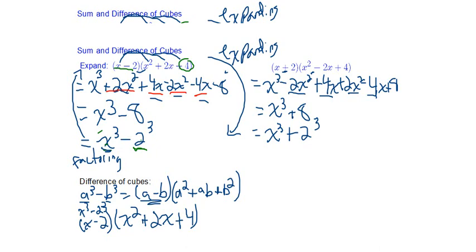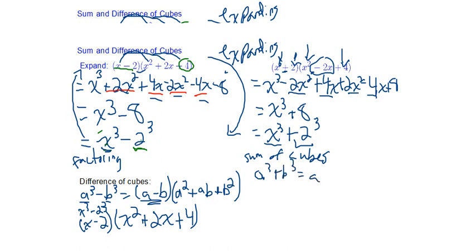And again, look at the pattern here. We have our x and our y, our x term and our 2 in this case. They show up here, they show up here, they're squared here and here, and then the opposite of their product is in here. So if we were to factor this, the sum of cubes looks very similar. The only difference is the signs are different. So we would have a cubed plus b cubed is equal to a plus b times a squared minus 2ab plus b squared.